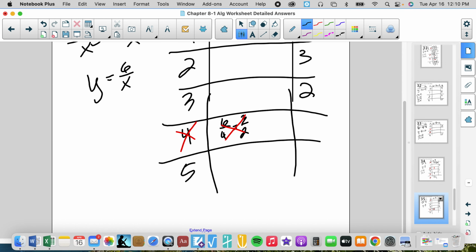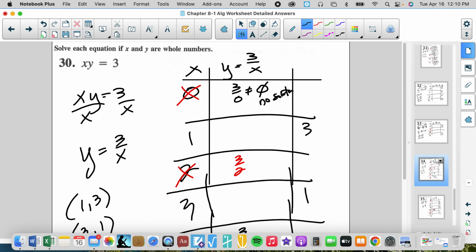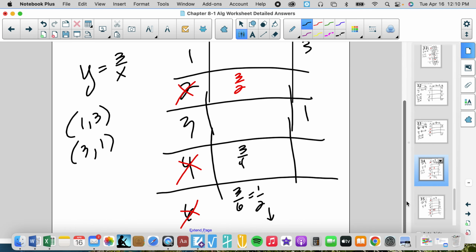5, no. 6, yes. 6 gives us 1. And do you know that you'll never get 0? You'll never get to 0. You'll get infinitely close. When we got smaller and smaller, you see we went from 3/4 to 1/2 to 1/4 to 1/8 to 1/16. We're going to keep getting closer and closer to 0, but we will never get 0.